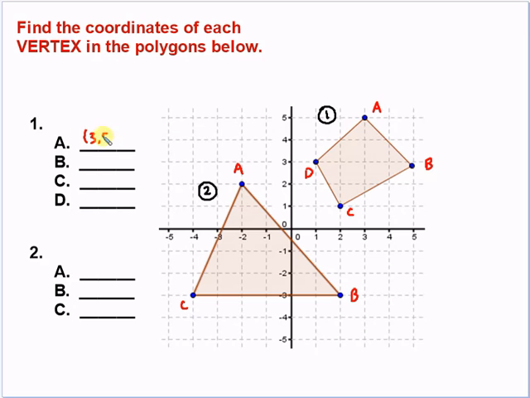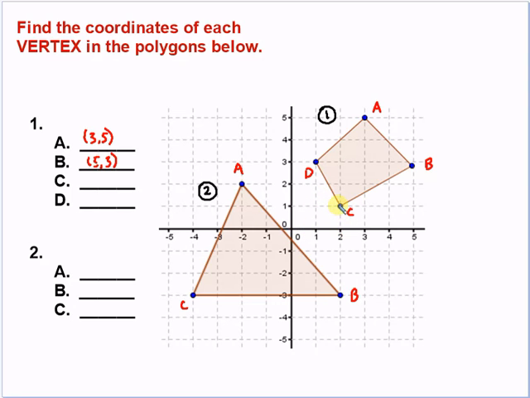3, 5. Coordinates for B: traveling along our x-axis takes us to 5, and along our y-axis to 3. It looks like that's just a little bit below there, but that's a mess up. So 5, 3 for point B. And how about C?